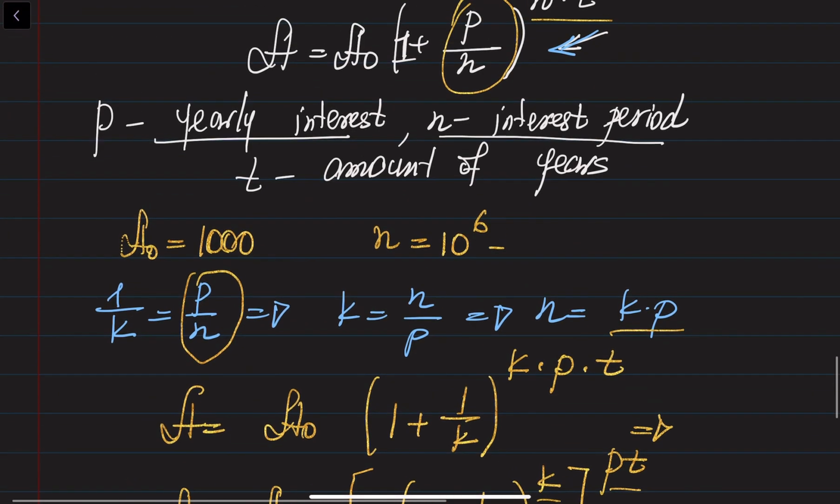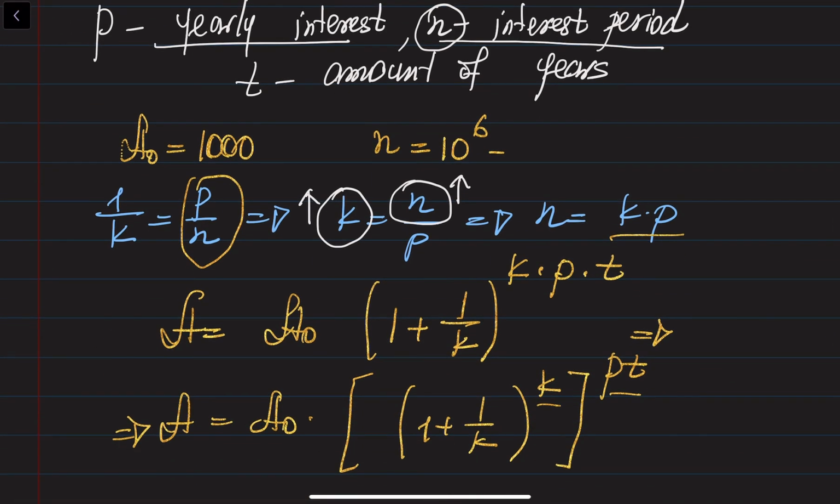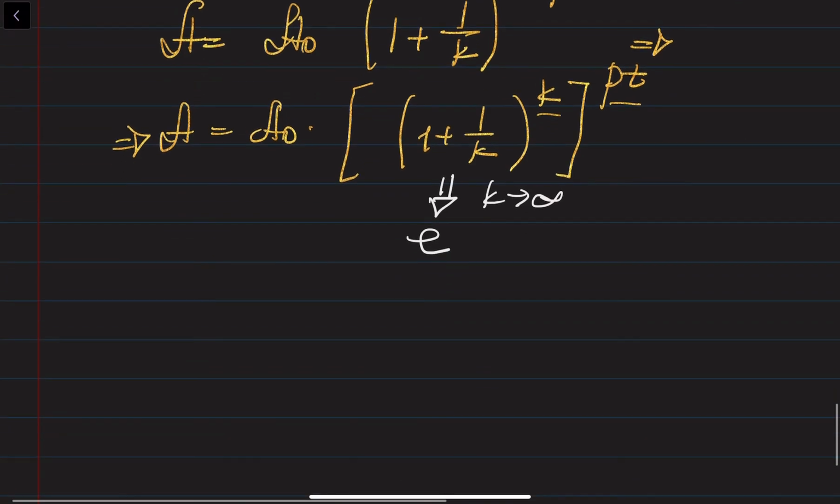If you remember, we said I would like to figure out what my amount is going to be if n is increased a lot, so if n goes to infinity. If n is increased, k is also going to be increased. So if n goes to infinity, k also goes to infinity because they are proportional. I know that this term in the limit when k goes to infinity is equal simply to e, which is 2.7182. We've just seen this before. So I'm going to substitute this here. So A is going to be equal to A0 times e in the power of pt.